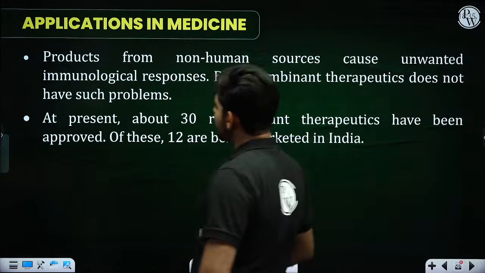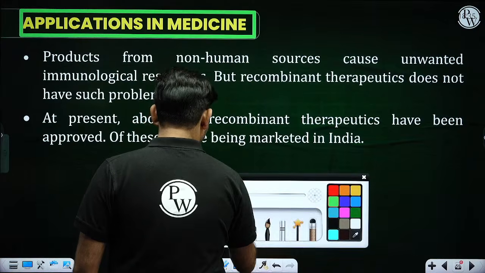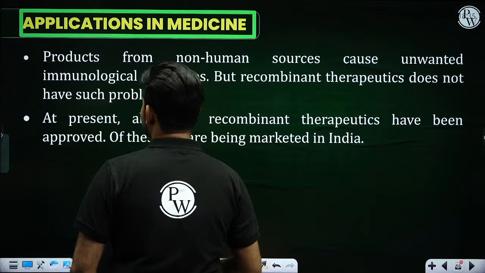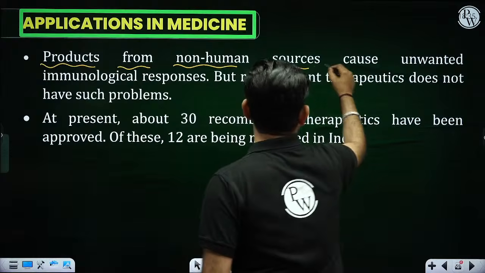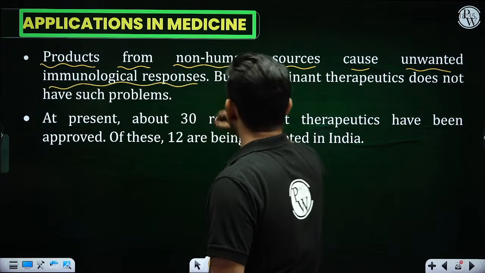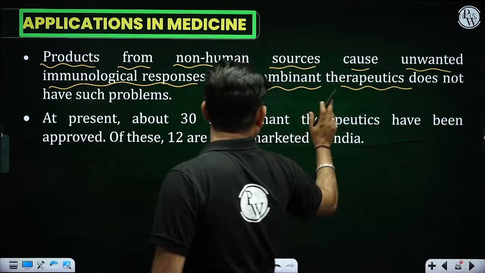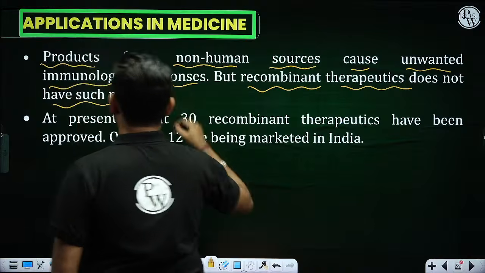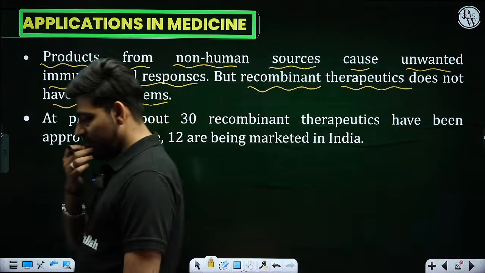Now we'll talk about application of biotechnology in medicine. Products from non-human sources cause unwanted immunological responses, but recombinant therapeutics do not have such problems. It's like that for insulin.